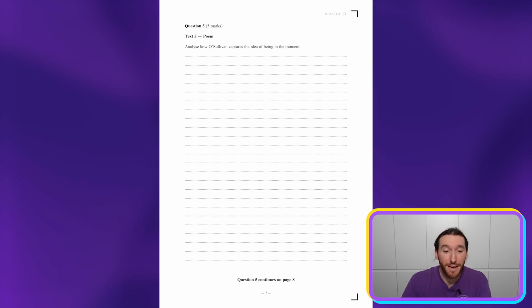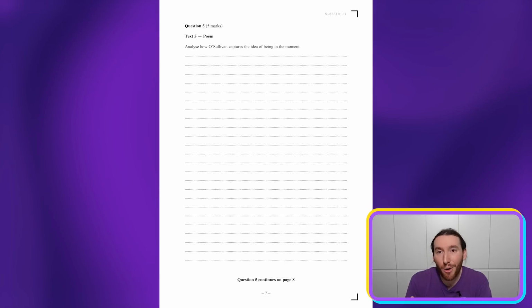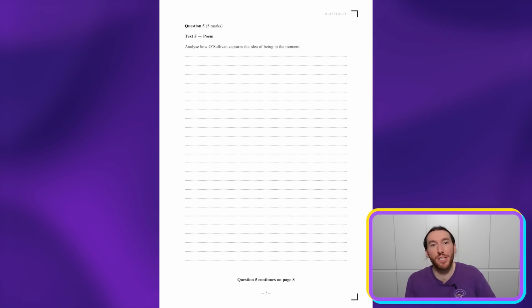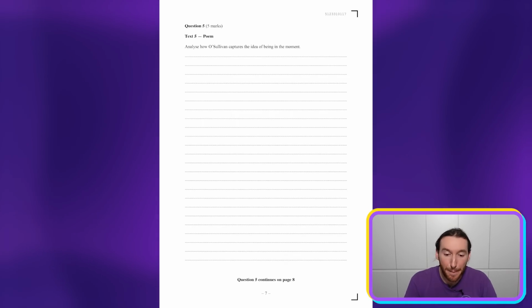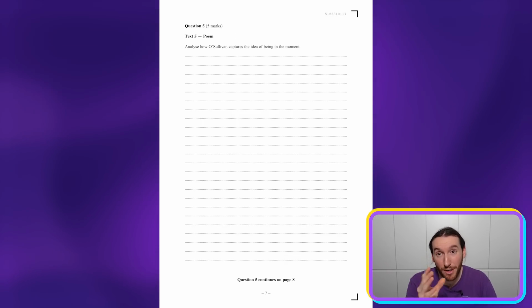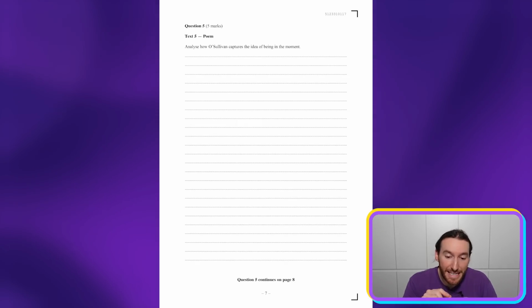For question 5, analyze how O'Sullivan captures the idea of being in the moment. Again, words like how are basically always implied in questions. You're always going to look at techniques. You're always going to need quotes to back up what you're saying. So how is an important word, but it's not the key word that you need to use all throughout your response. In this case, captures the idea. The word idea is never a key word. We've got to look at what it says after that: the idea of being in the moment.